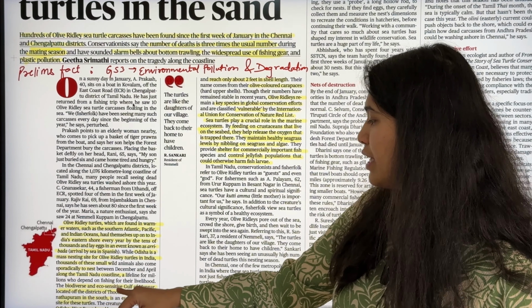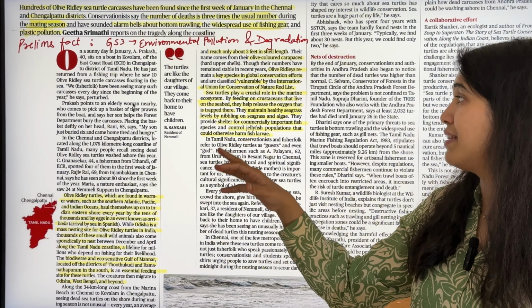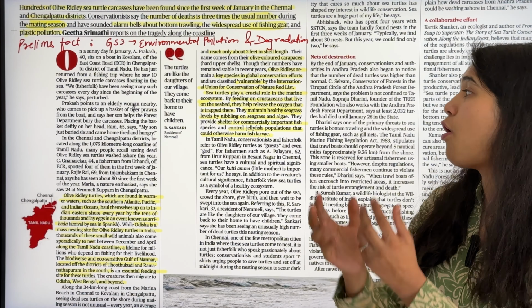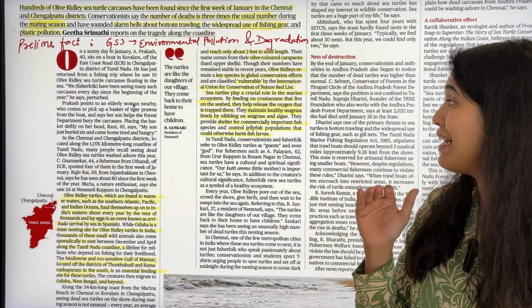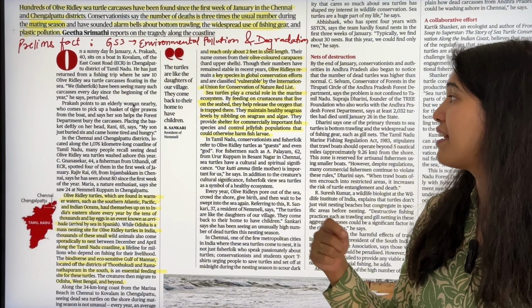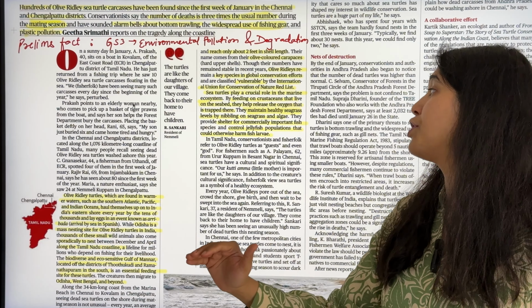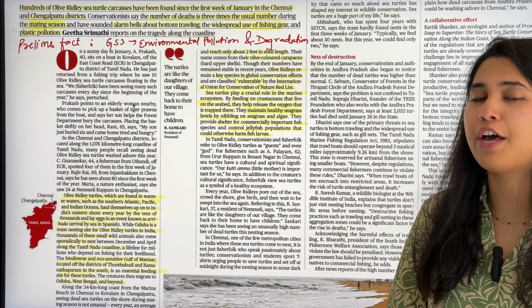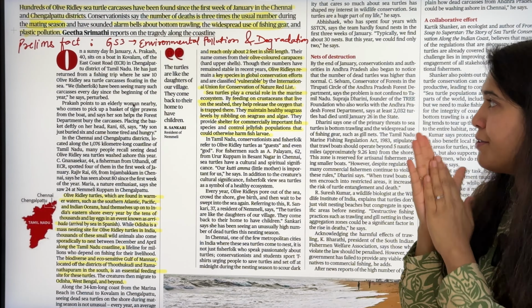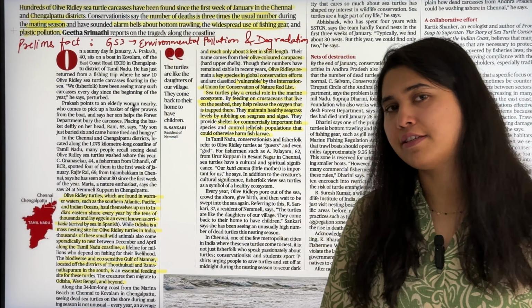One very important paragraph from prelims point of view: sea turtles play a crucial role in the marine ecosystem. These points can come as statements in prelims. By feeding on crustaceans that live on the seabed, they help release the oxygen that is trapped there. They maintain healthy seagrass levels by nibbling on seagrass and algae. They provide shelters for commercially important fish, and they also control jellyfish populations that could harm fish larvae. Important from prelims. Let's move to the next article.